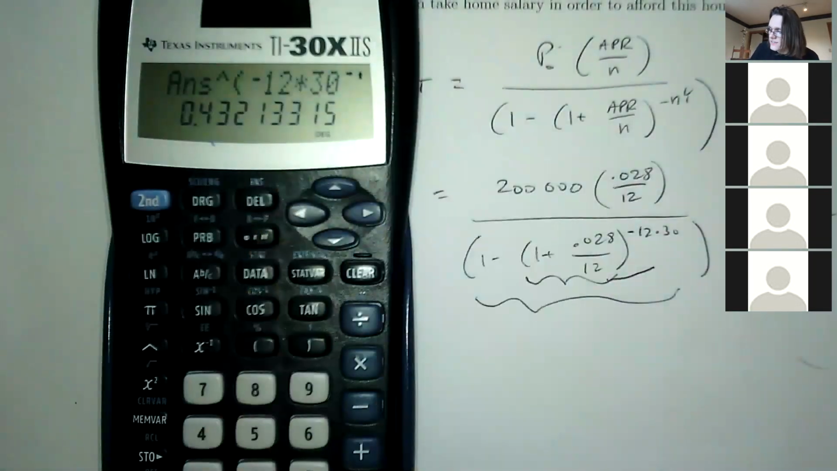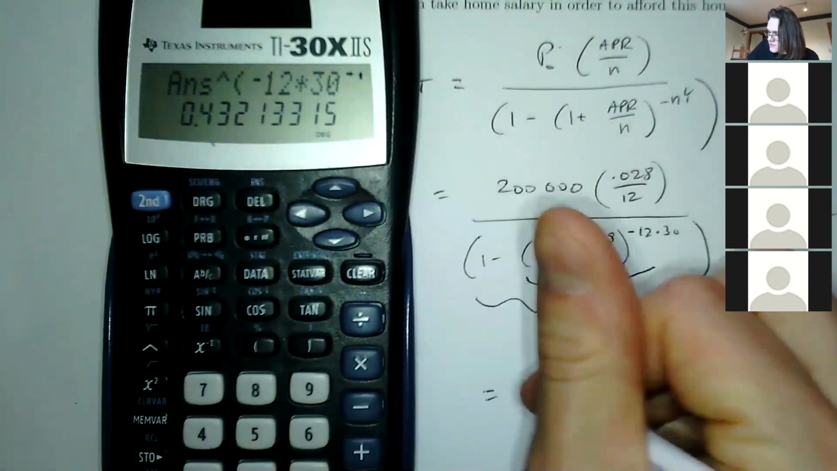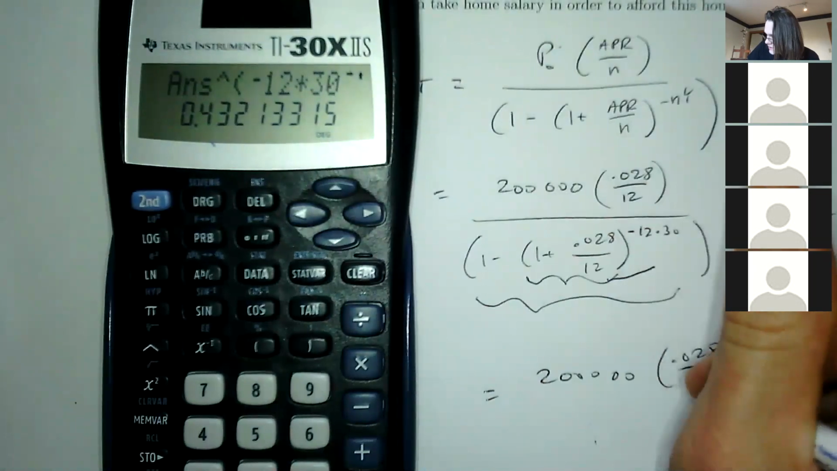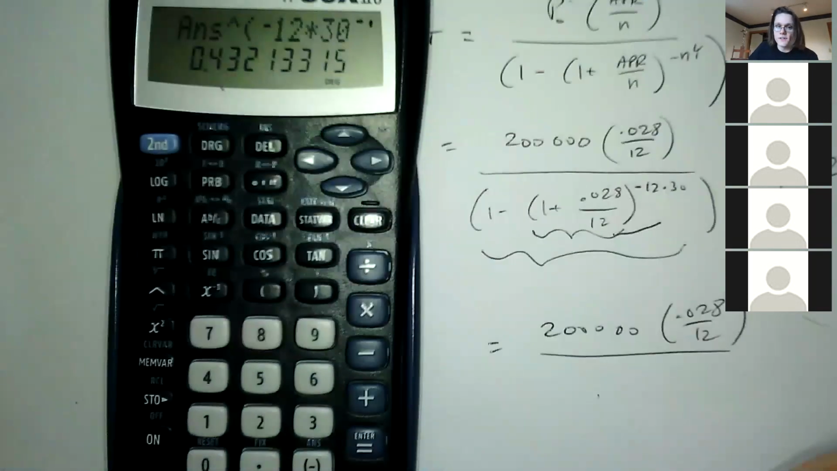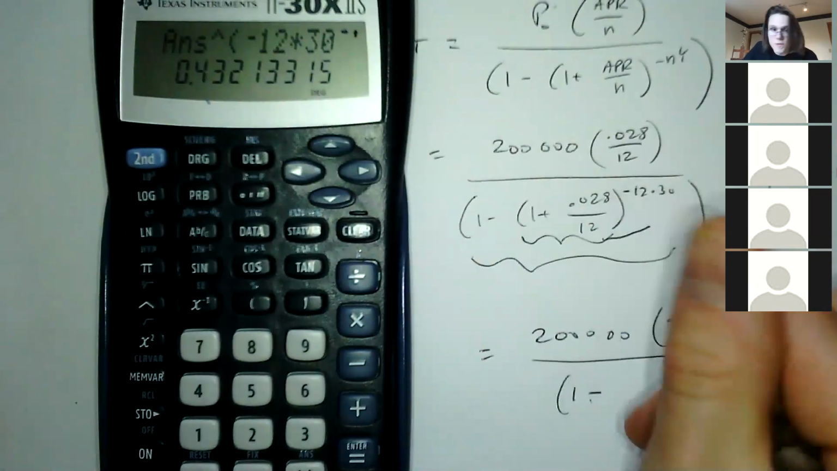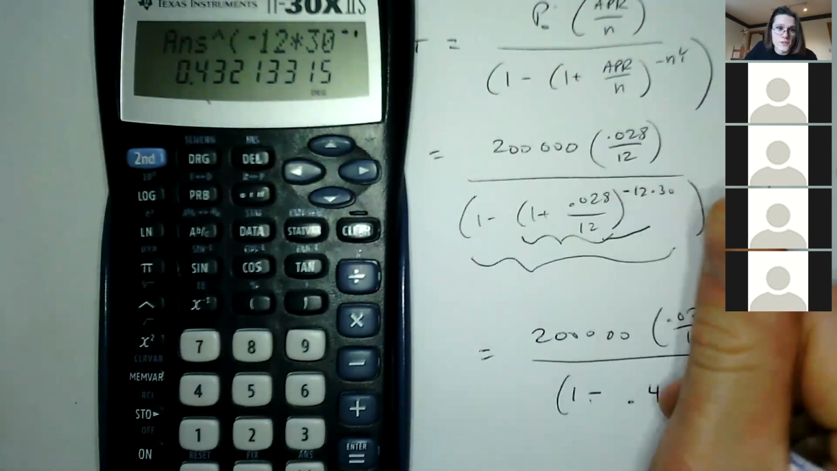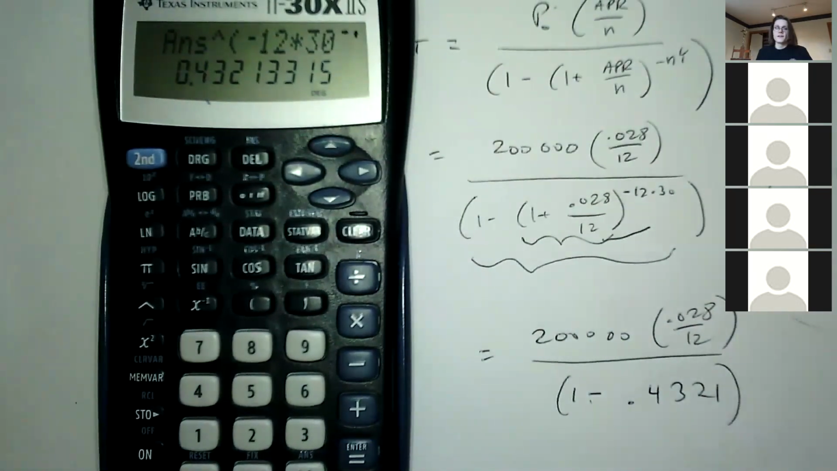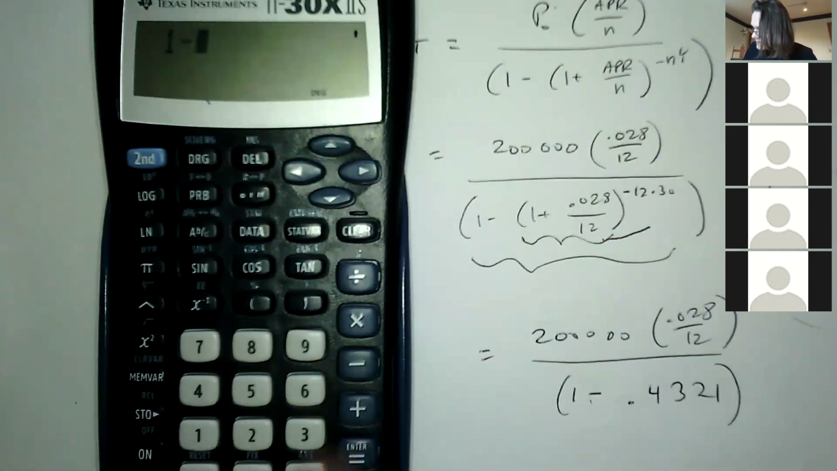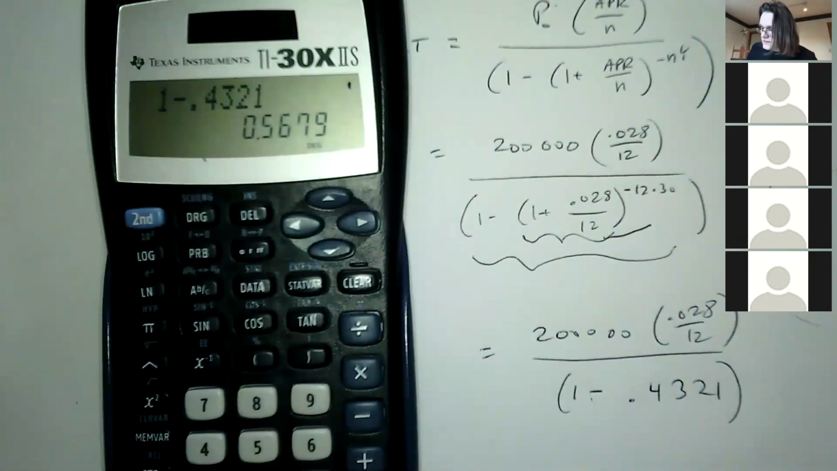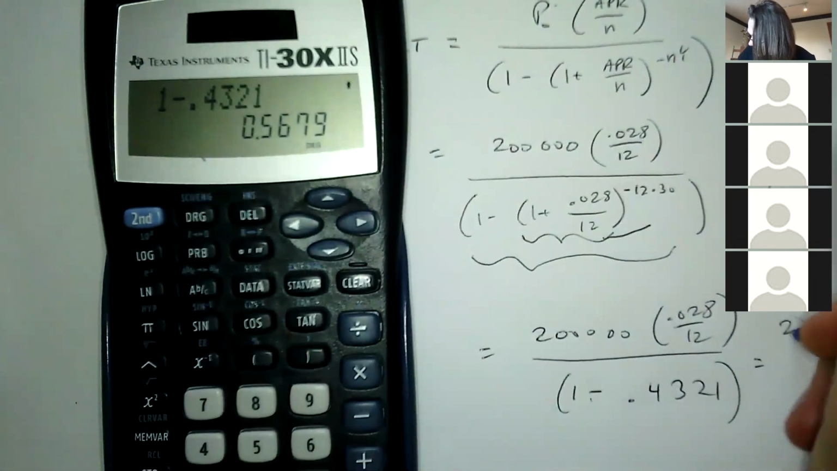But if you didn't have that, what you would do is you would do something like this. You'd write 200,000.028 over 12 all over. And then what I would do is I would do 1 minus, and then I would do point, and you can round to whatever, 4, 3, 2, 1. The more places, the better for your answer. And then you would just do this in your calculator. So you do 1 minus 0.4321 to get that, and then even that you can keep going.